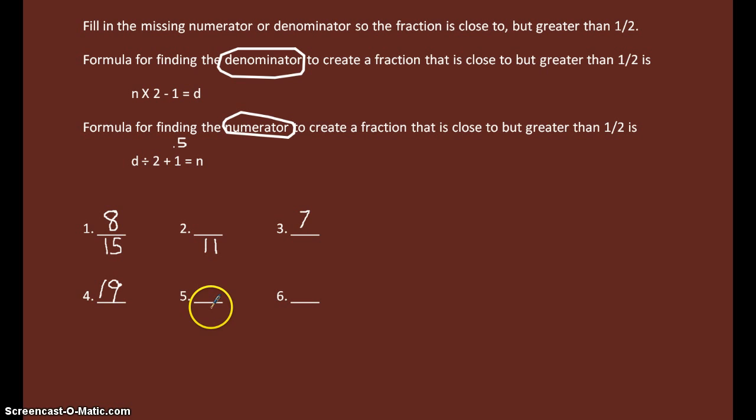Number 5, this time we're going to do the numerator. They give us the denominator, so we'll have to say 14 divided by 2, and that will give us a quotient. That's a whole number. We will add 1 to that quotient, and that will give us our numerator. Number 6, we are going to have the denominator given to us. If we take that denominator and we divide it by 2, and we add 1 to that, that will give us our numerator. Now, I'll pause it for a moment, or you can pause it and try to answer these.